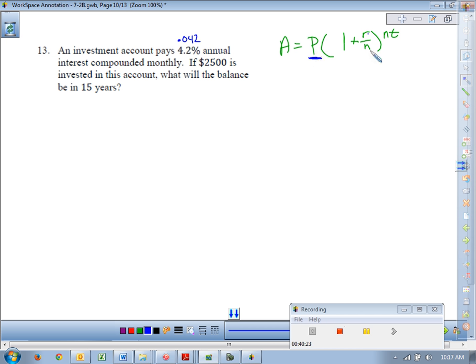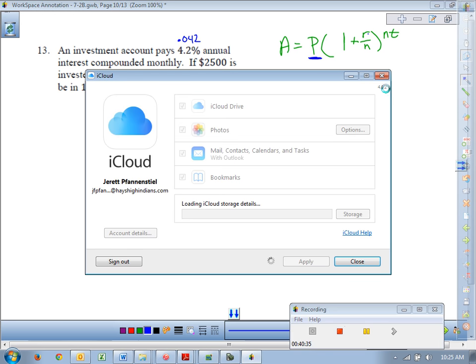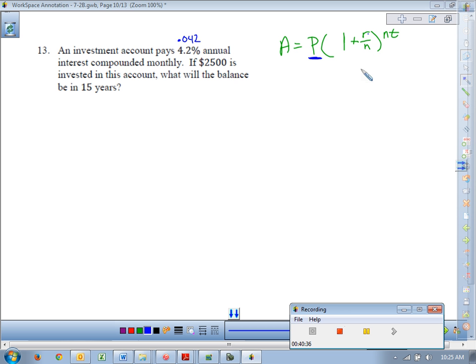How many times are they compounding this thing? Do we know the number of times this was compounded? Yeah, monthly. I want a number. What do you got? 12 times. And do we know the time involved? 15 years. What we don't know is what the amount will be in our investment over that time. So we don't know A. Let's start with A equals.